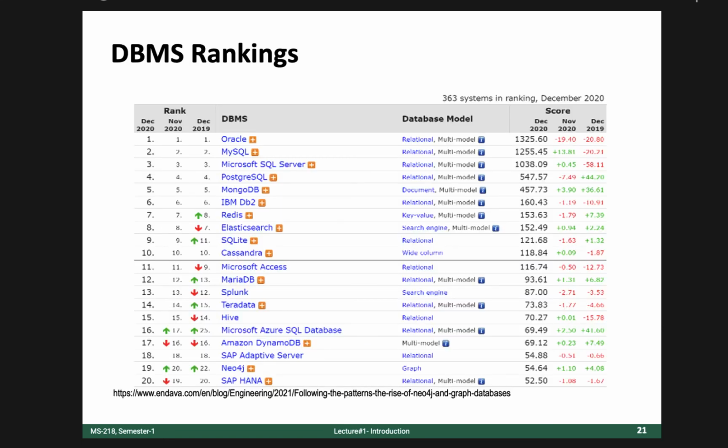Okay, and I'm sharing one ranking with you regarding DBMS. You can see that by December 2020, Oracle is still on the top, right? Then we have MySQL, Microsoft SQL Server, and PostgreSQL. It's a newer one, but it's quite famous, and you can see it's in 4th position. Then MongoDB.